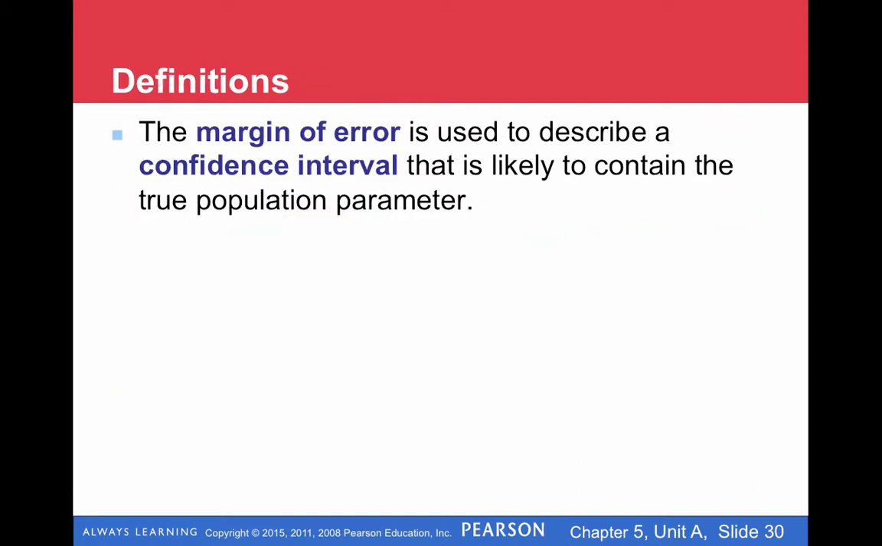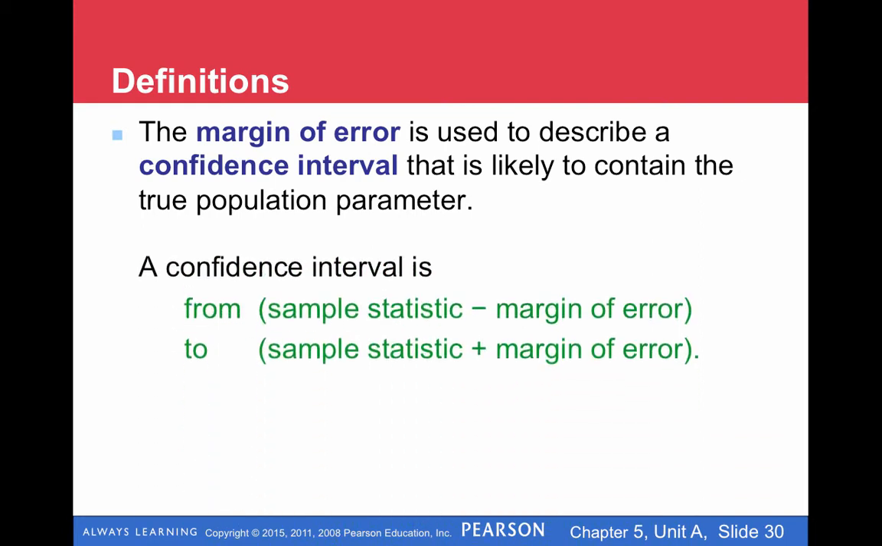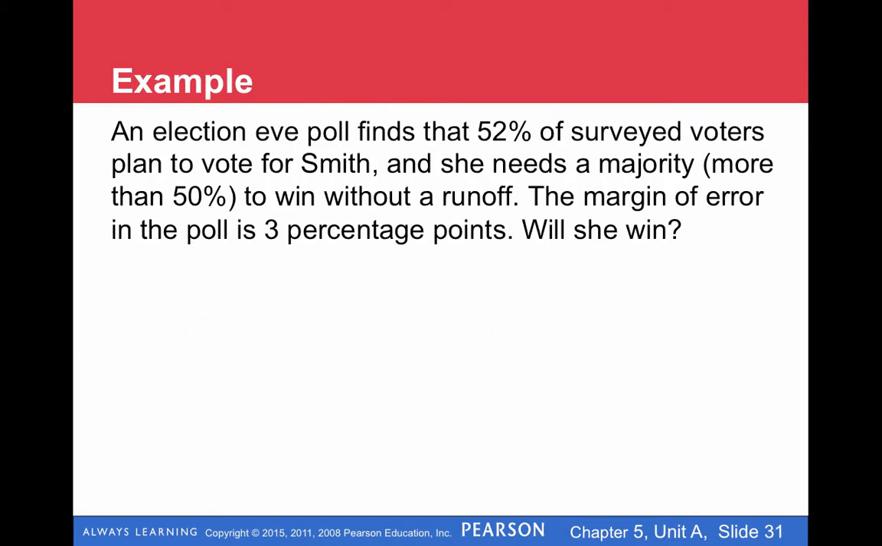Last thing we're going to talk about is a confidence interval. The margin of error is used to describe a confidence interval that is likely to contain the true population parameter. So usually when we get a statistic and we want to use it to estimate something, we create a margin of error around it. So a confidence interval is just the statistic minus the margin of error to the statistic plus the margin of error. This is used a lot with polling results.